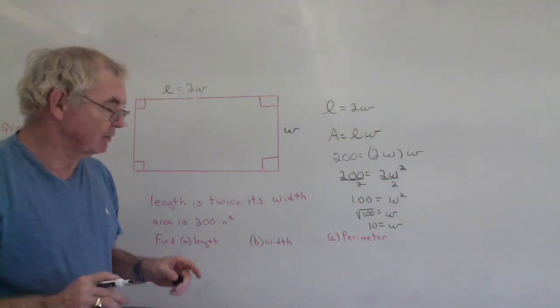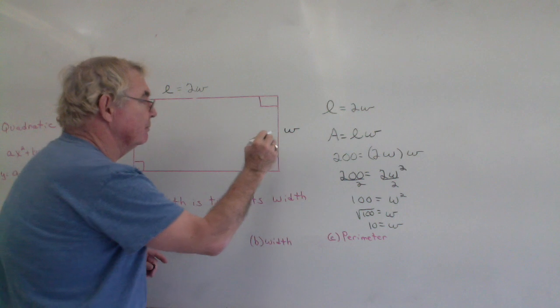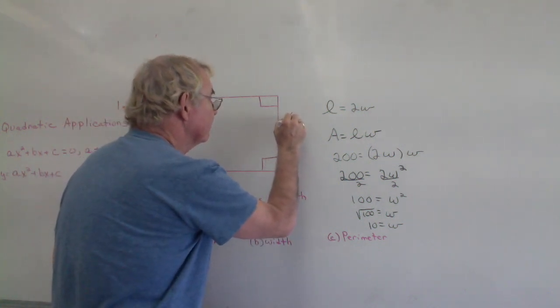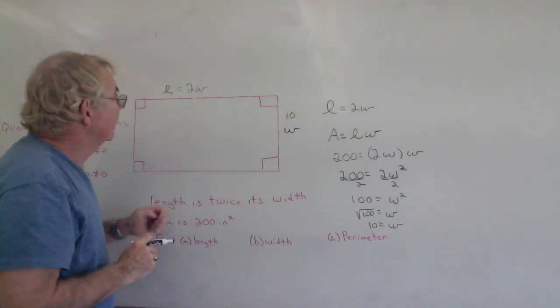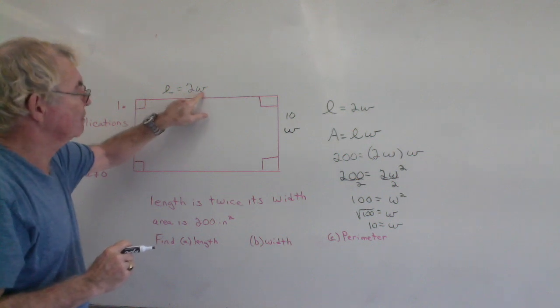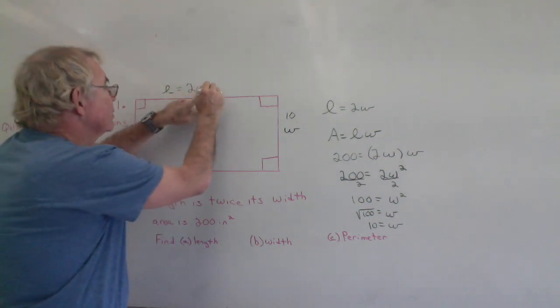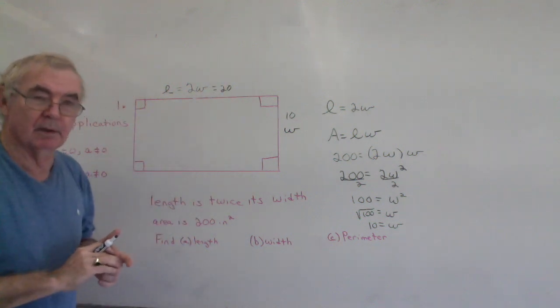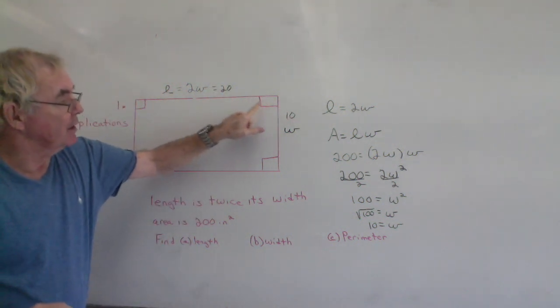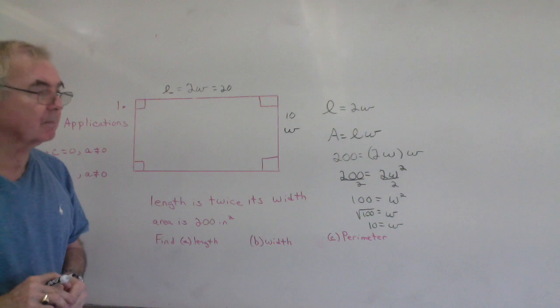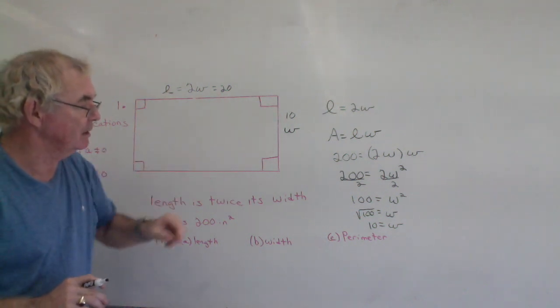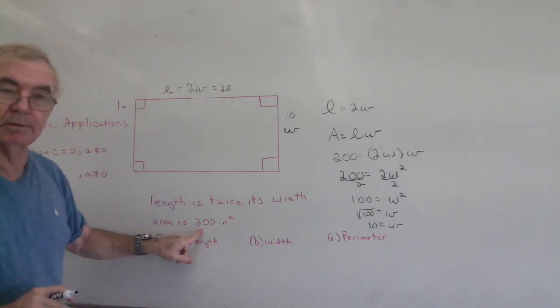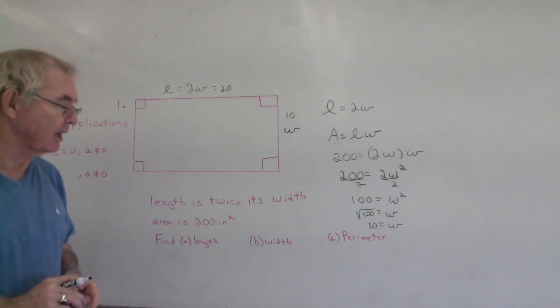So what we discovered here is the width is 10, and the length is 2 times 10, which is 20. Now let's check that. 2 times 10 is 20, we got that. And what's 20 times 10? We have an area of 200. So it worked out.